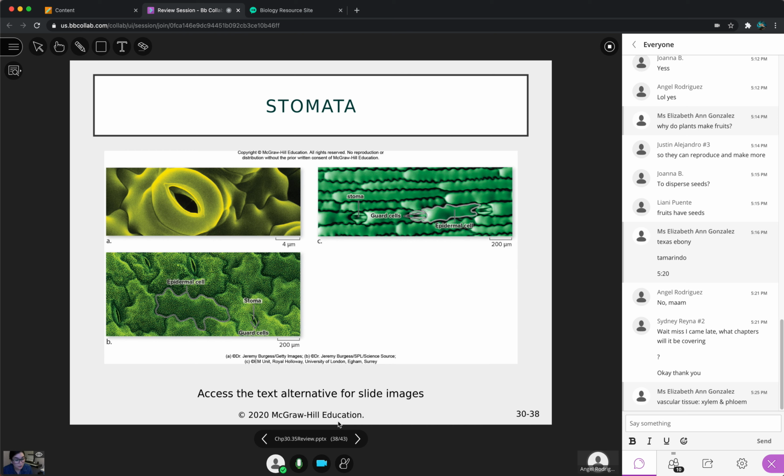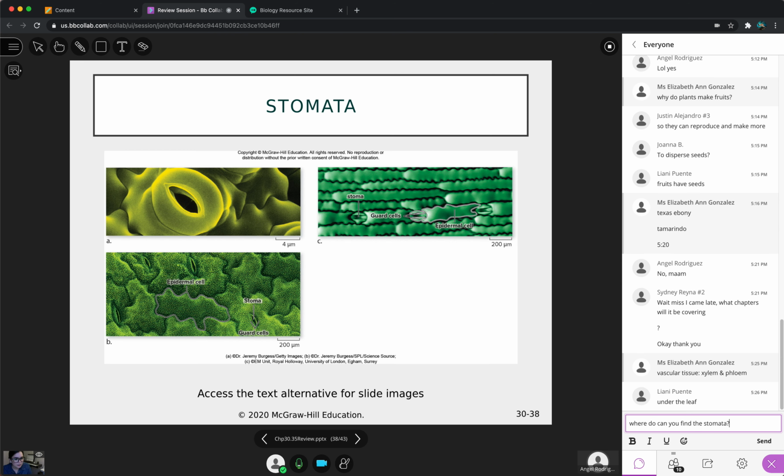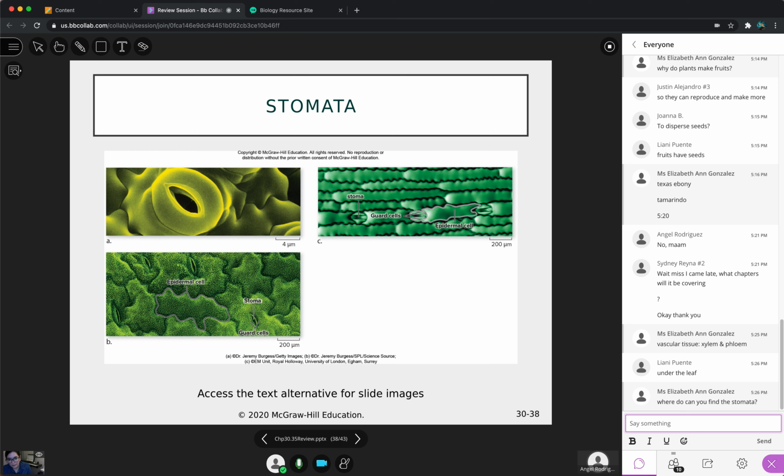On the screen I have a picture of a stomata, and we talked about it last time. I had asked y'all where on the plant would you find a stomata, because they're not everywhere. Does anyone that was here last time remember where you find a stomata on a plant? Let's see. There's multiple, but where can you find the stomatas? Yeah, very good. Under the leaf.